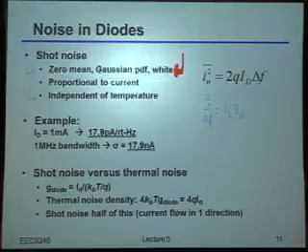It's actually zero mean and Gaussian. As I said, it's also white. But all of that should not be very surprising. Pretty much all of the noise sources we're looking at will basically have those characteristics.